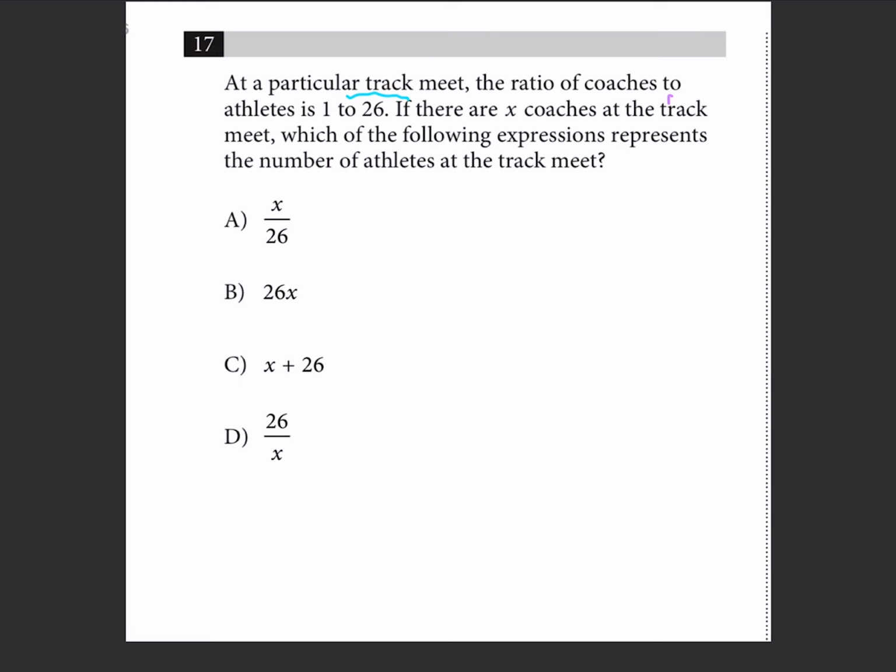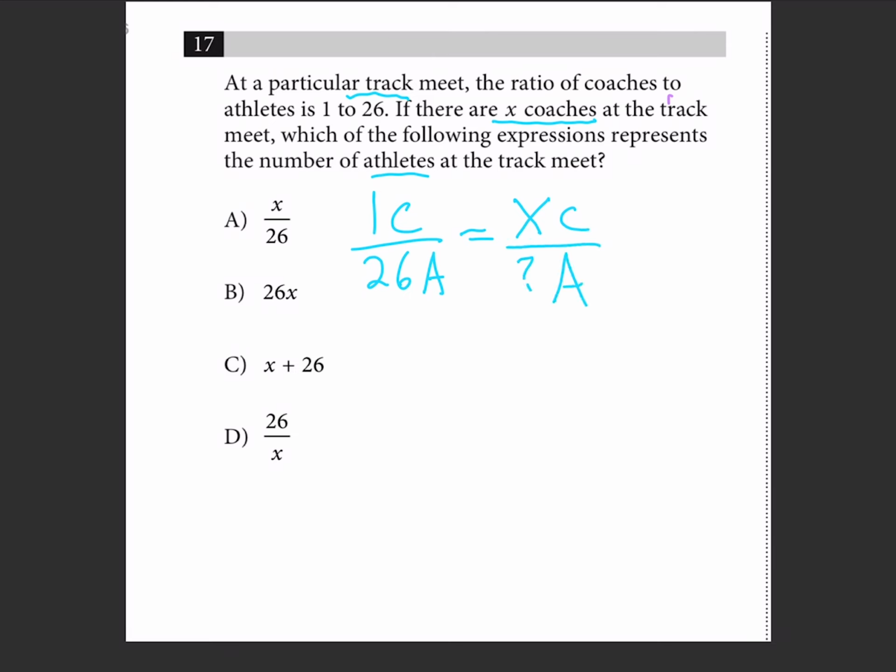So for this one, it's just safer if you just do it out and just say the ratio of the coaches to athletes is 1 to 26. So I would just go, there's one coach for every 26 athletes. Now, if there are X coaches, then how many athletes? This is now a proportion because we're setting this ratio equal to another ratio. So X coaches. Because coaches was on top here, I'm going to put coaches in the numerator here, and then the number of athletes here.